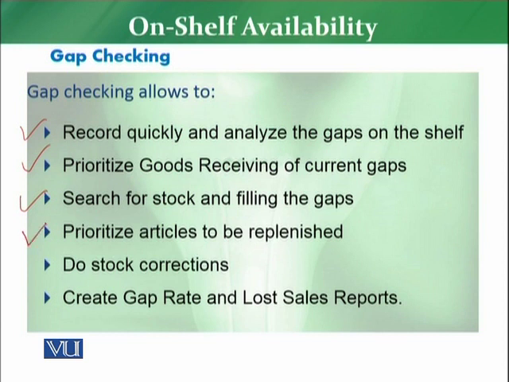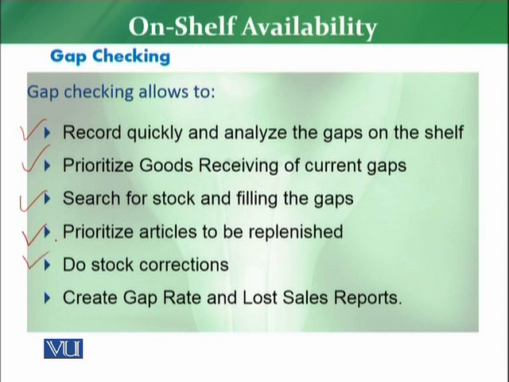Then prioritize articles to be replenished. So gap check helps you. If you have the gap available, it will quickly give you an indication of which articles you have to replenish first. So prioritization of replenishment should be from the gap check. If there is no article available on the shelf, there is a gap. So immediately you have to first prioritize filling, replenishing that particular gap.